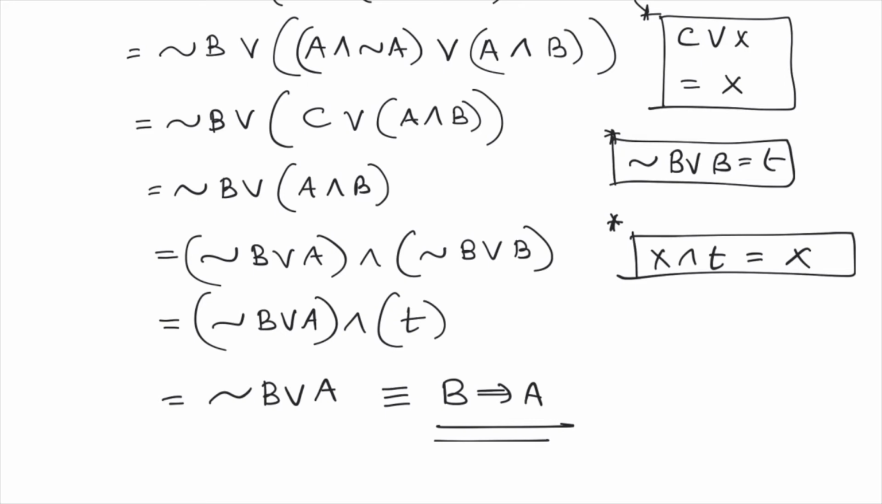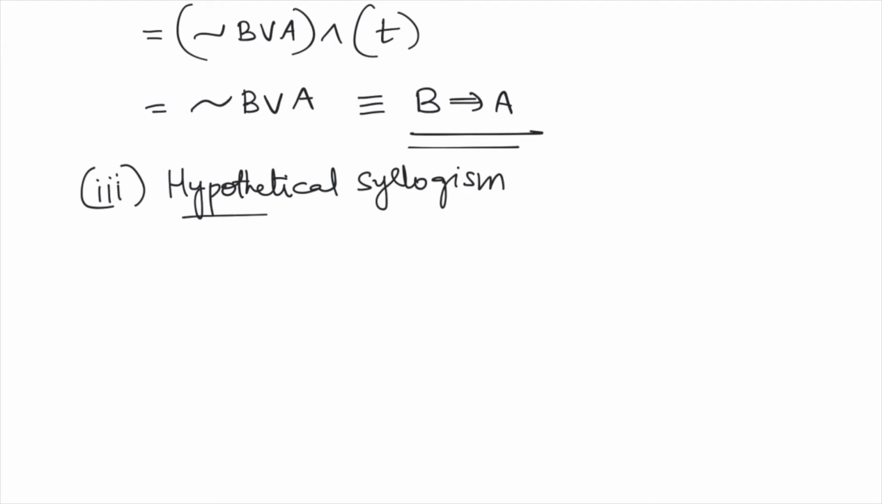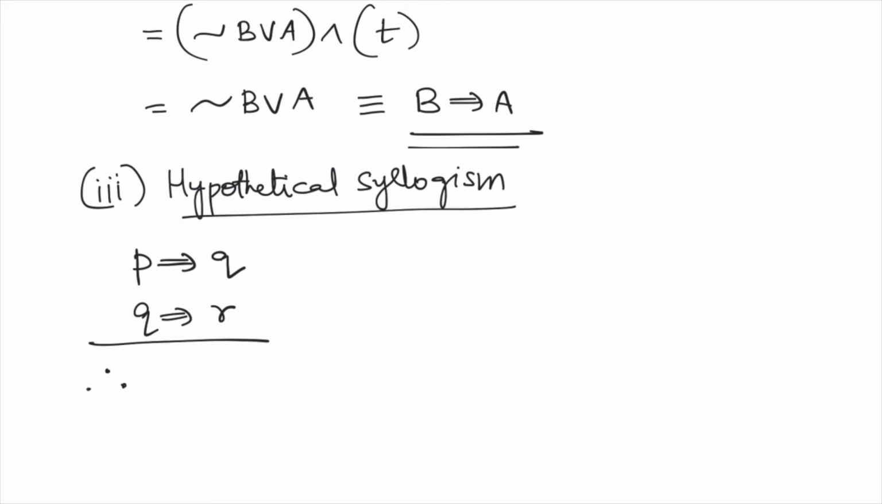Now there is a more intuitive way to prove this, and this approach is what we call hypothetical syllogism. So our third method is hypothetical syllogism. I'll explain it in detail, so don't get scared by the name. It's a very simple idea. If I have P implies Q and Q implies R, therefore you can write that P implies R. This is a very simple idea, right?